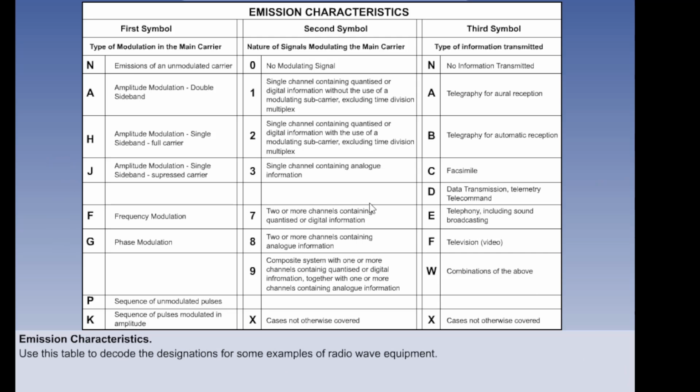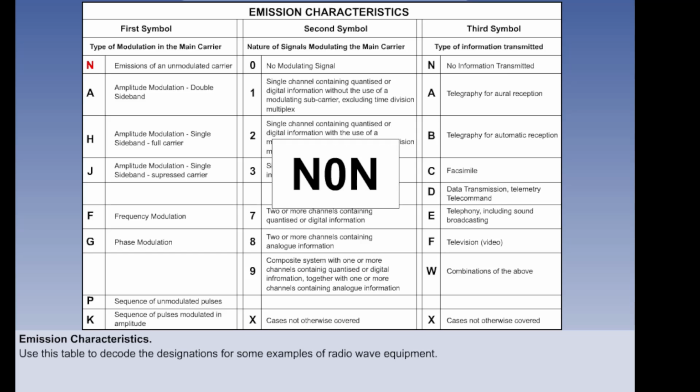Let's examine these designators given to various types of modulation. Have a look at this table, which explains the three-letter system. The first character defines the type of modulation. The second digit gives the nature of the signal, and the latter the type of information carried.